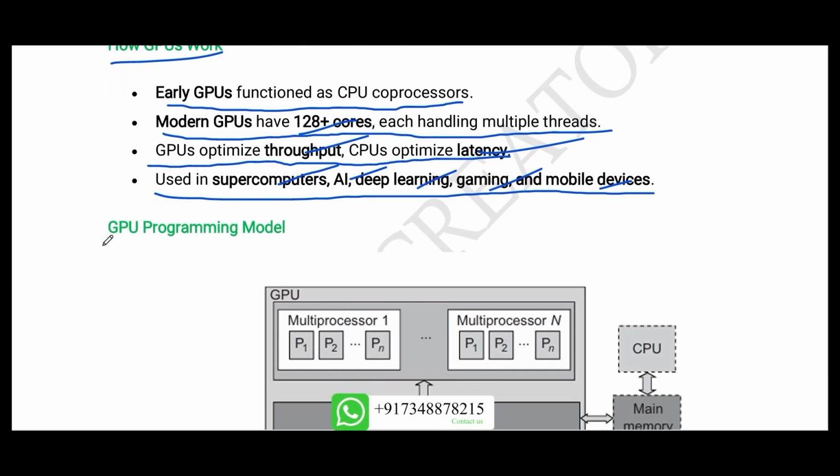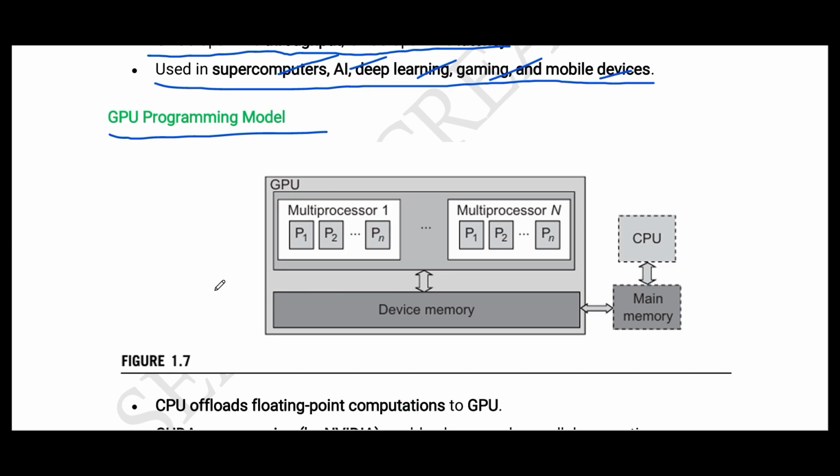Next is the GPU programming model. This is the figure for the GPU programming model. One GPU contains multiprocessor 1 to multiprocessor N, with P1, P2, PN in each. The number of cores may be different. Device memory is present and main memory is interconnected between the GPU and the CPU.